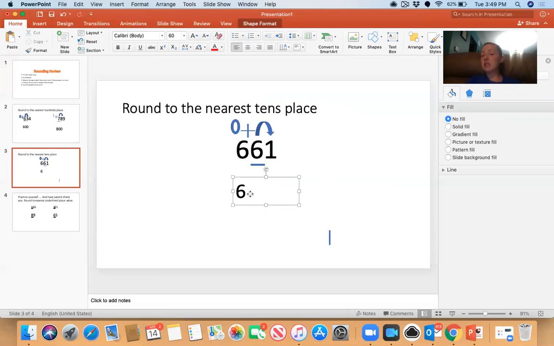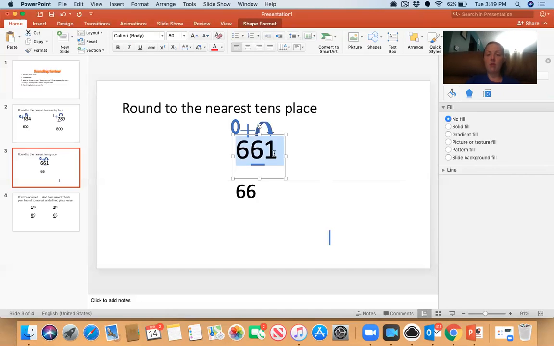So now let's look at the tens place where we are rounding. I don't get a point, so I stay the same. So I'm going to do 6 plus 0, and I'm going to get 6. Then my last step, what happens to all the numbers behind the place that I'm rounding? They all turn to zeros. Well, how many numbers do I have behind the tens place?